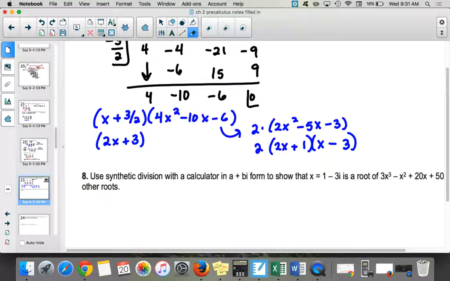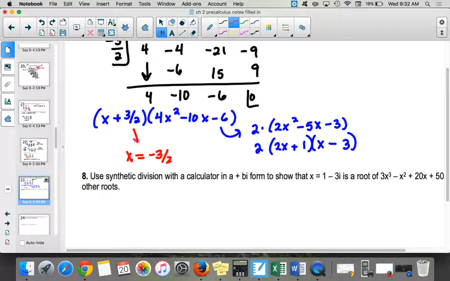All right, so that means we get our 3 solutions. So we definitely get the x equals -3/2 from here. You can get rid of this if you want. And then we get x equals -1/2 from there and x equals 3. So our other 2 solutions are -1/2 and 3.